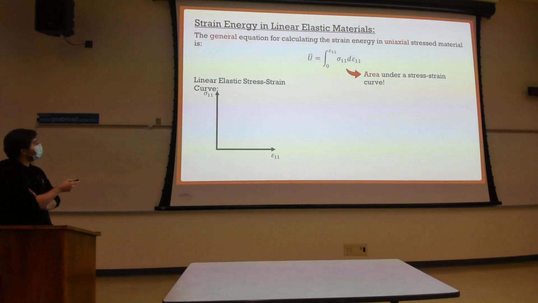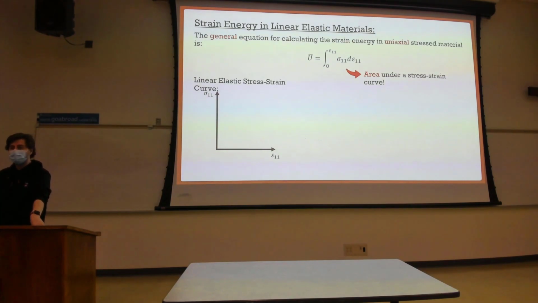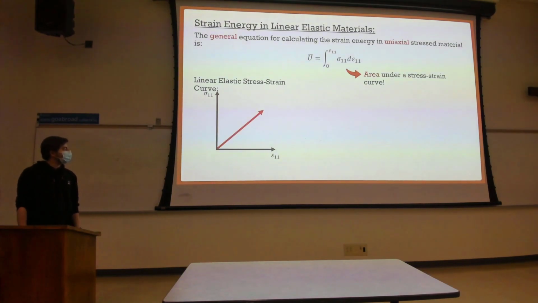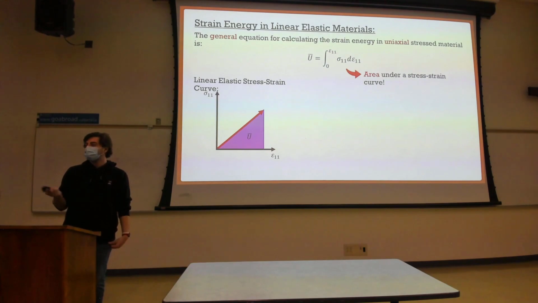So if I were to do a stress strain curve of a linear elastic material, sigma 1,1 and epsilon 1,1, what's it going to look like? What's this bad boy going to look like? Linear and elastic. If it's linear, can it be curved? No. It's just going to be a linear line. Linear, elastic. So by this definition, my strain energy is the area underneath the curve, well, what shape do I have? Triangle.